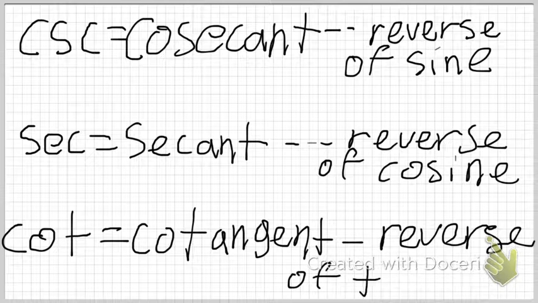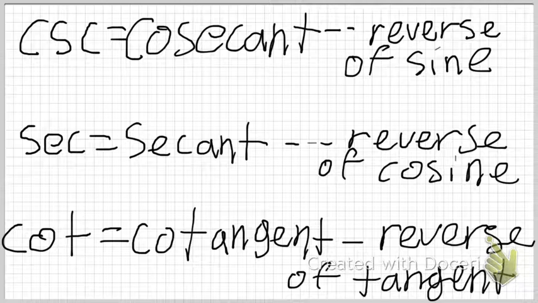So if you're having trouble finding what cosecant is, secant is, and what cotangent is, then you just think of what their fraction is. For example, if cosecant is a reverse of sine, or if secant is the reverse of cosine, and then you just flip over the numerator and denominator, and that's what these trig ratios will equal to.